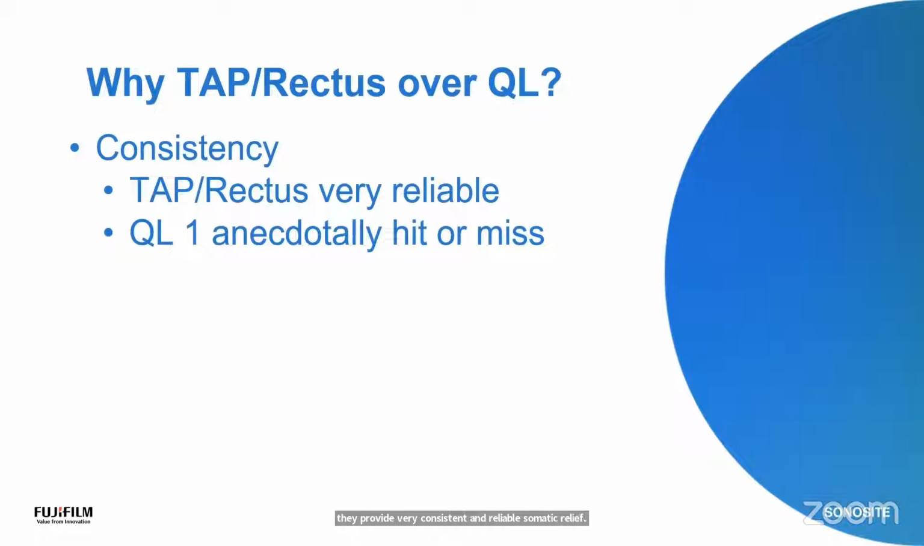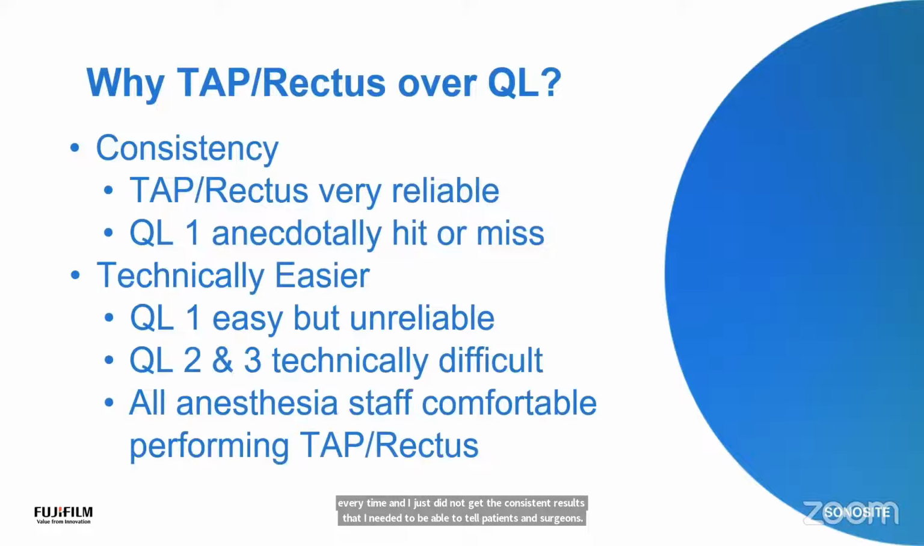QL1s, anecdotally for me, I did maybe 50 QL1s before I decided that it wasn't the block for us because QL1s were hit or miss. I could put the medicine in the exact same spot every time, and I just did not get the consistent results that I needed to be able to tell patients and surgeons that they were going to have really good pain relief post-operatively. The other reason is that the TAP and rectus blocks are technically easier, in my opinion. QL1s are easy, but QL2s and 3s are technically difficult, meaning for all of our anesthesia providers, they weren't going to perform those at a high rate of success.